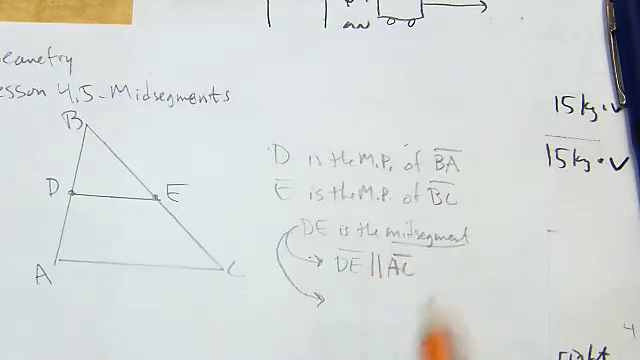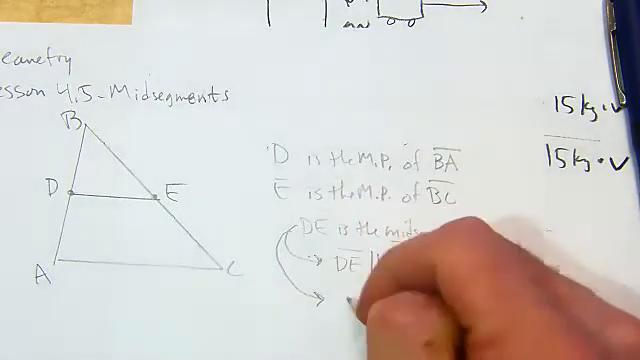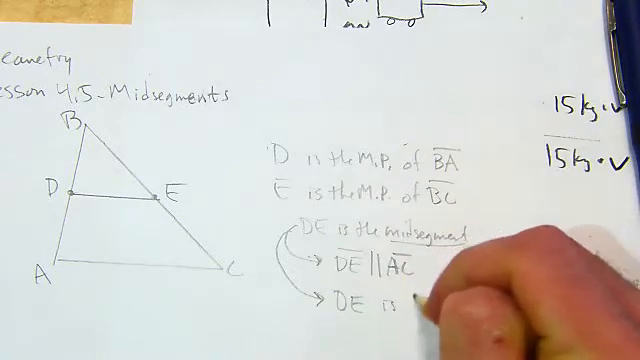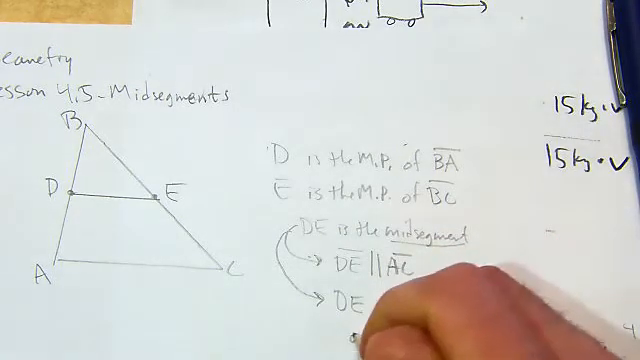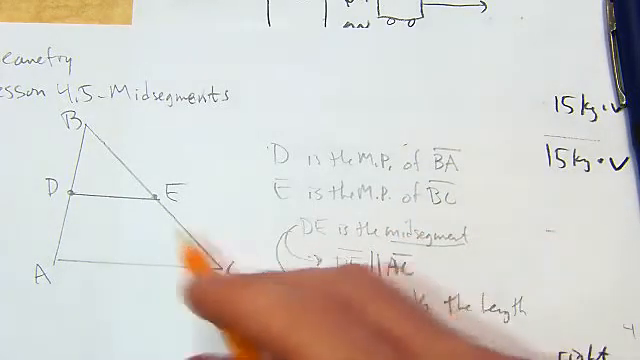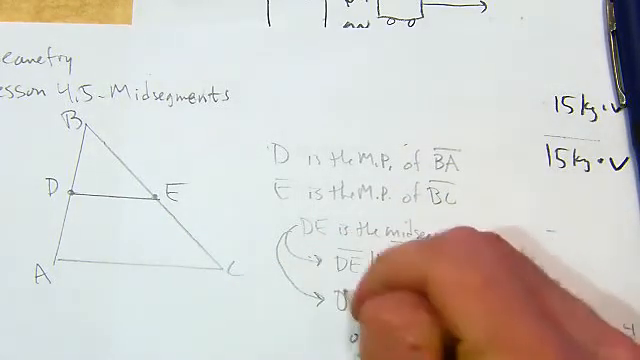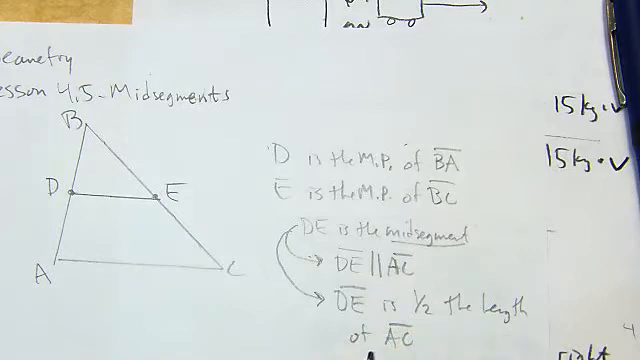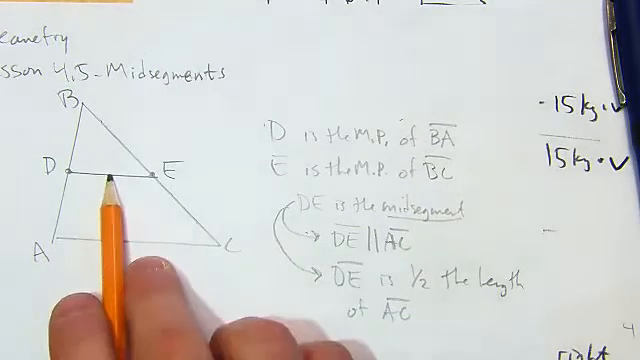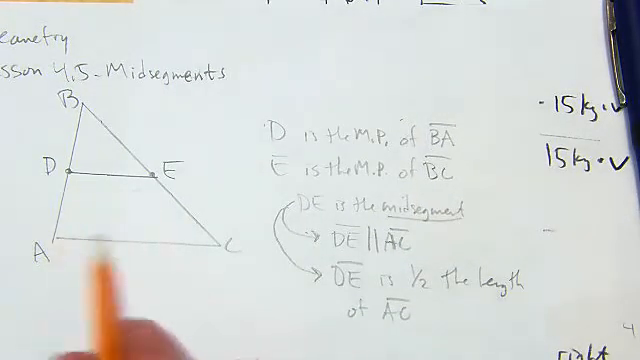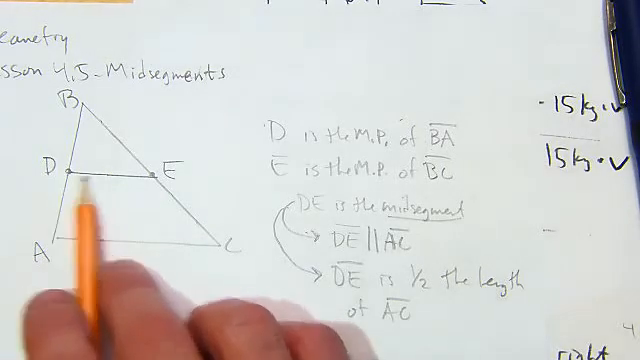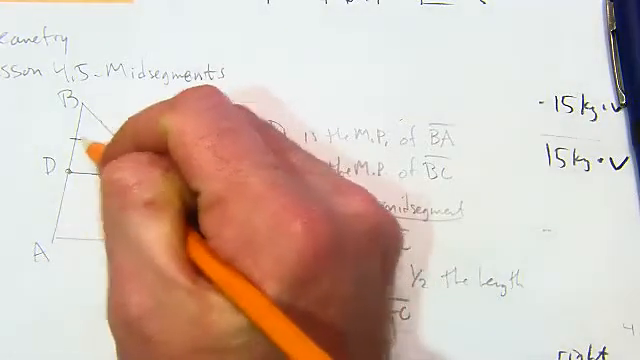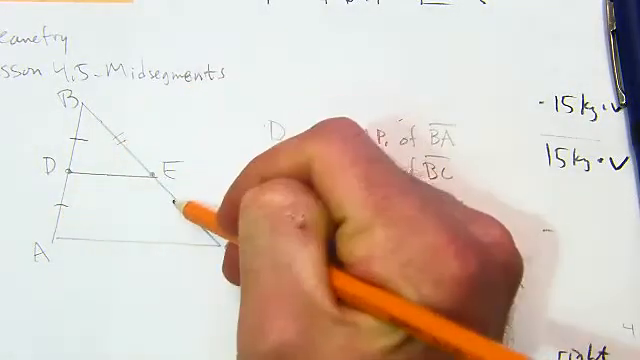It also will be half the length. So DE is 1/2 the length of AC. Okay, DE is half the length of AC, meaning this side is actually half of the side. So they're parallel, you can see that. And also this will be half of this, assuming we're connecting midpoints like this and like this, right?